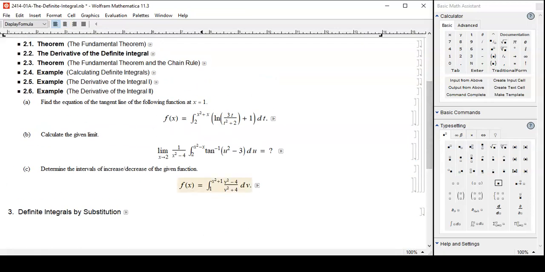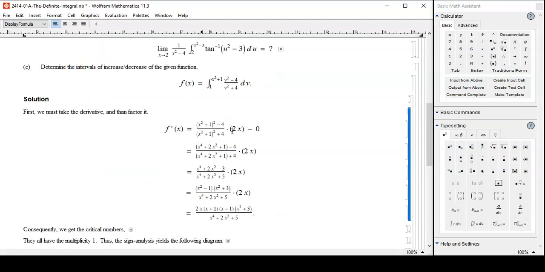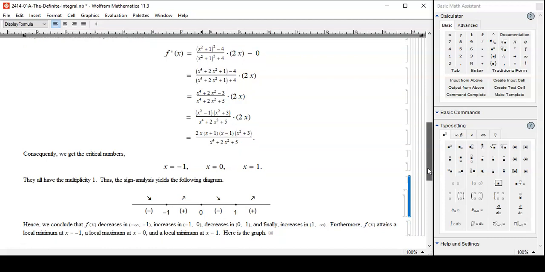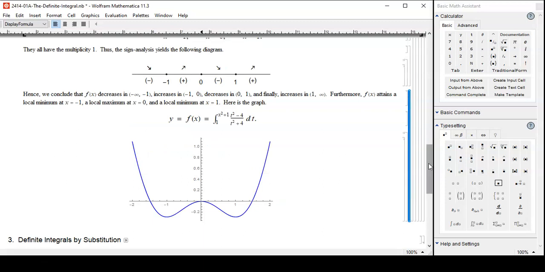Now, here's the hardest of the bunch. We're going to find out the intervals of increase and decrease. You're going to take the derivative, factor it, get all those critical numbers, and then do sign analysis. When it's plus, increasing. When it's minus, decreasing. Oh boy, that's got to be challenging. So let's take the derivative. And then the denominator is always plus, and you can factor the numerator to find out critical numbers. And then there they are. And then you can do the sign analysis, when increasing, when decreasing. And that's it. This diagram tells you everything. Here is the graph, by the way.